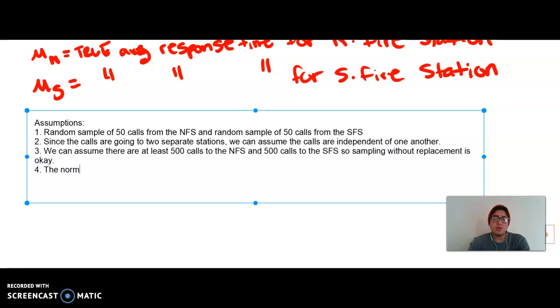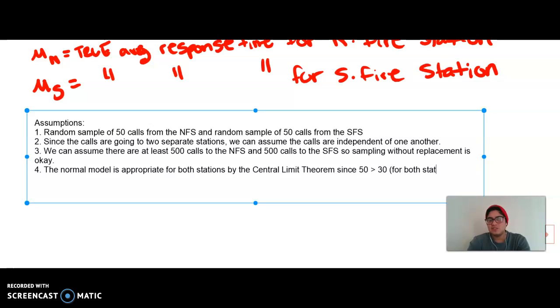Now, the normal model, we weren't told anything about their populations, but we were told about their sample size. So here, the normal model is appropriate for both stations by the central limit theorem, since 50 is definitely greater than or equal to 30. And then I'm just going to put for both stations, just so they know I'm not being lazy. I do mean for both criteria here.